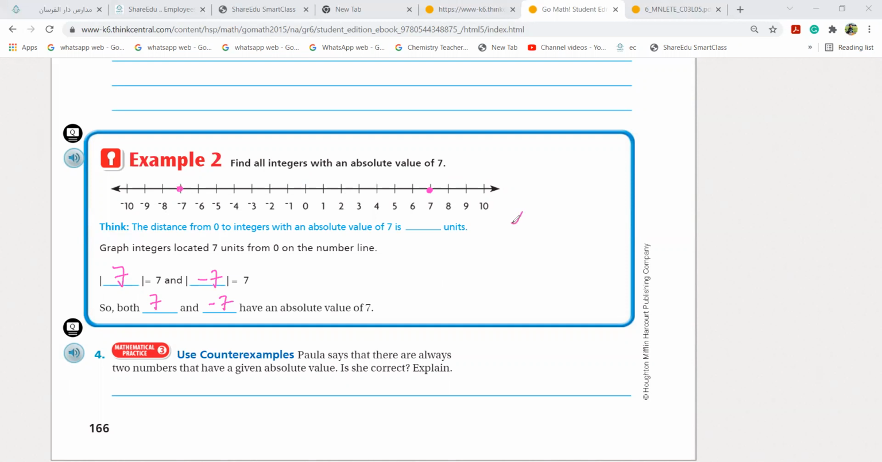The word absolute value means, just girls, make it positive. The word absolute value means positive. Okay? Understood? Yes.